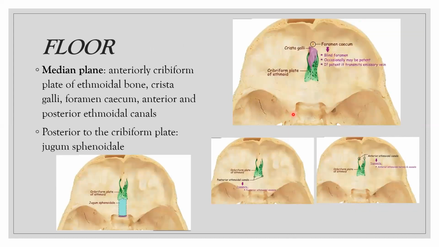Now let's look at the floor of the anterior cranial fossa. Looking at the median plane, when we look at the midline, we can see a sieve-like plate or bone with many perforations within it. This plate is referred to as the cribriform plate of the ethmoid bone. This cribriform plate forms the roof of the nasal cavity. These perforations transmit the rootlets of the olfactory nerve, about 15 to 20 rootlets or filaments.